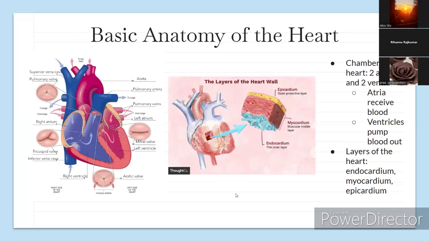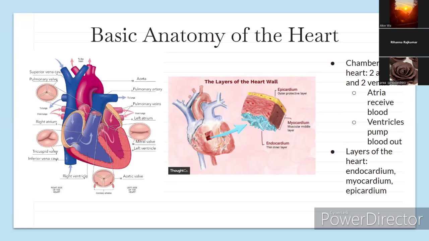So there are two chambers of the heart. There are two atria and two ventricles. The atria receive blood, while the ventricles pump blood out. As you can see in this picture, this is the right ventricle, this is the left ventricle, and this is the right atrium, and this is the left atrium. When you're looking at diagrams, an easy way to remember is that it would be backwards. So right is actually left, and left is actually right. That's just the way to remember it.